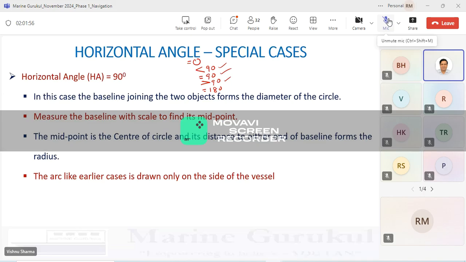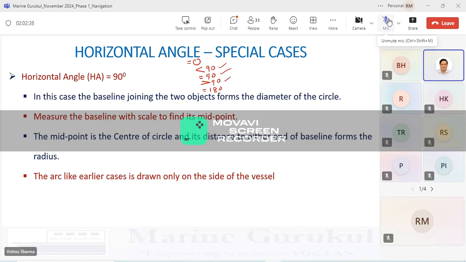So when the horizontal angle is 0, it becomes a case of transit bearing and it will give you a position line. It will not give you a position circle. Why am I saying horizontal angle 0 and calling it transit bearing? Because if a question tomorrow says the horizontal angle between lighthouse A and B is 0, you should not get confused about how to draw the baseline. When the horizontal angle is 0, the bearings are the same, and it becomes a case of transit bearing.